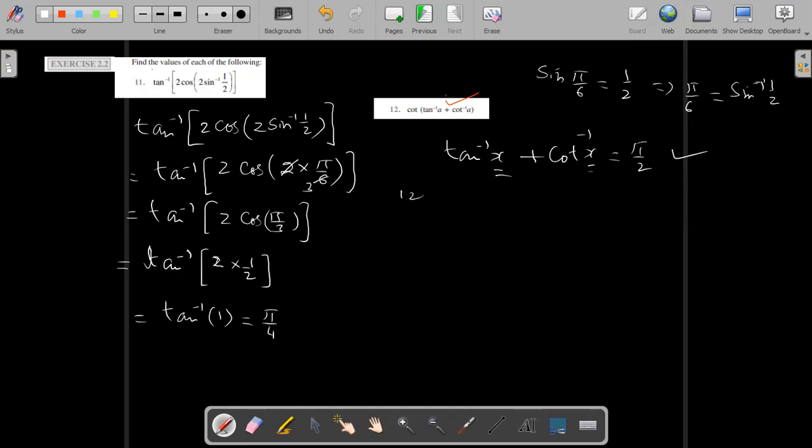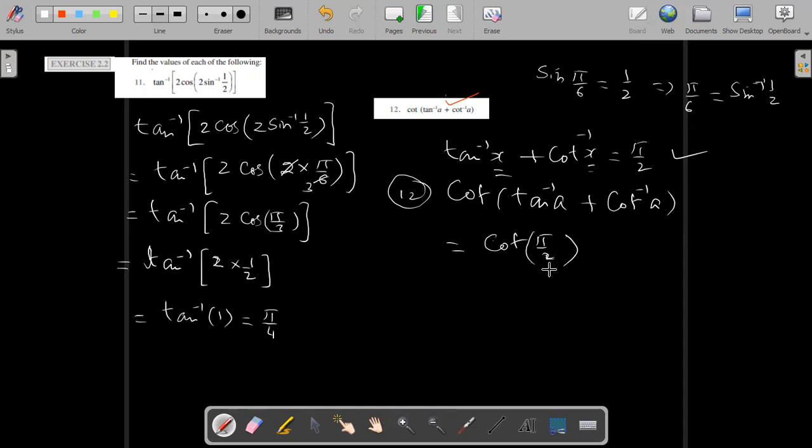So what we will write, one line question: tan inverse a plus cot inverse a is equal to pi by 2. Pi by 2 is 90 degree. And cot 90 degree is 0. Tan 90 degree is infinity, so cot 90 will be 0. This is the answer. So it's a very simple question.